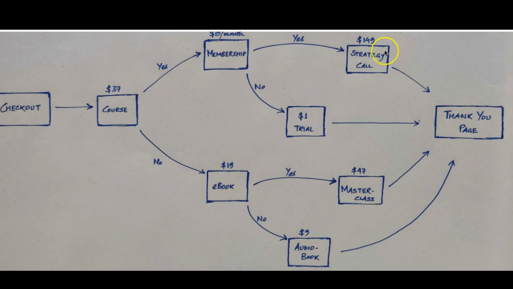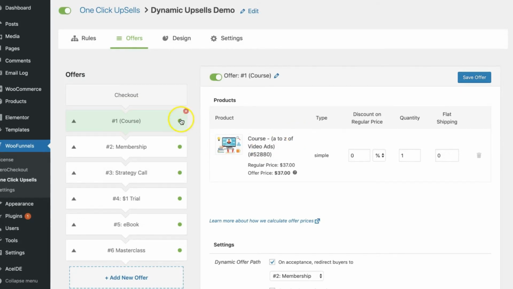The upsell for the membership is a strategy call. The downsell is a $1 trial. Similarly, the upsell for the ebook is a masterclass, and the downsell is an audiobook. And finally, all of these lead to the thank you page. So now let me take you behind the scenes and show you how we've set this up. What we've done here is created all the offers. As you can see, we've got course, membership, strategy call, $1 trial, ebook, masterclass, everything. We've set it all up here.